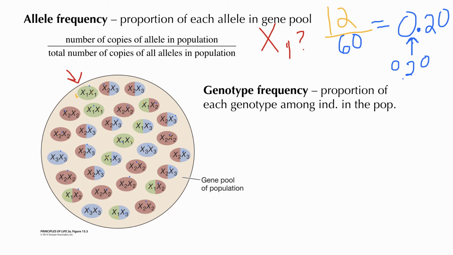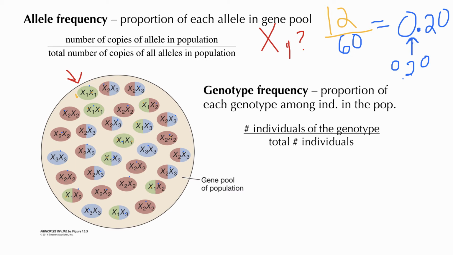But obviously if you have a 0 in front of it, you're not going to put that in front of a 20, so it's very clear to me that you have 0.2 there. So 0.2 is the frequency of the X1 allele in the population. You could think of that as 20% of the alleles being the X1 green allele. Genotype frequency is the same thing, but just for genotypes.